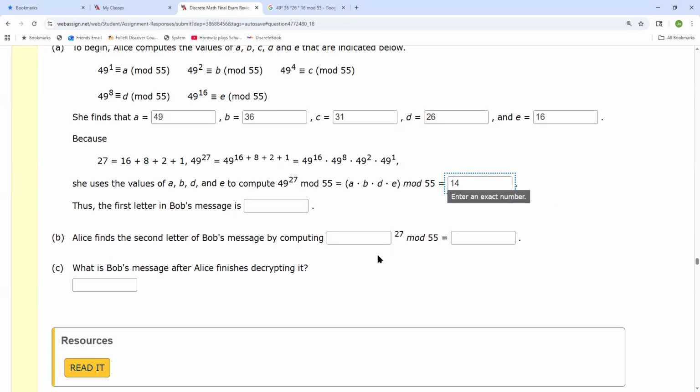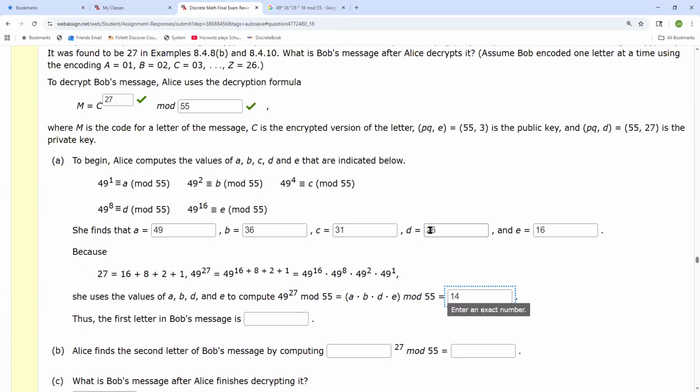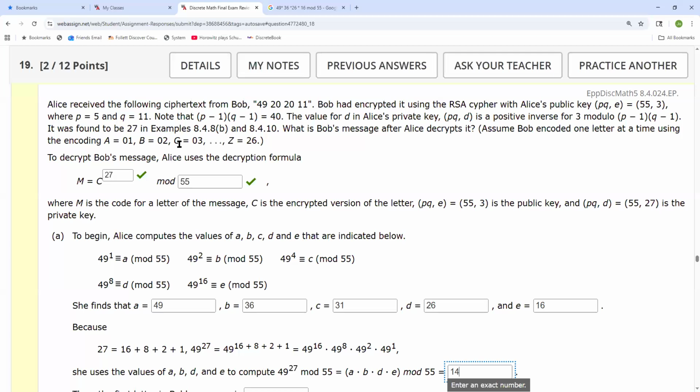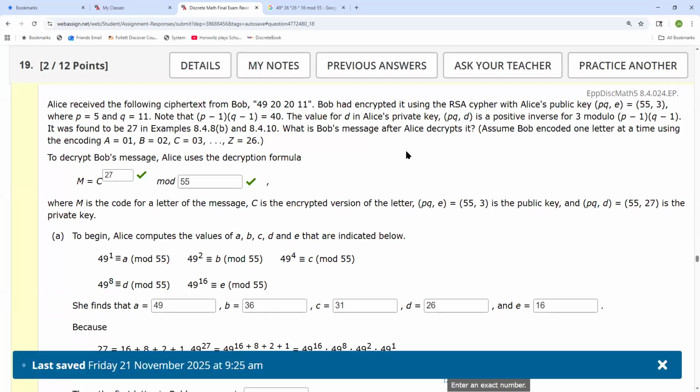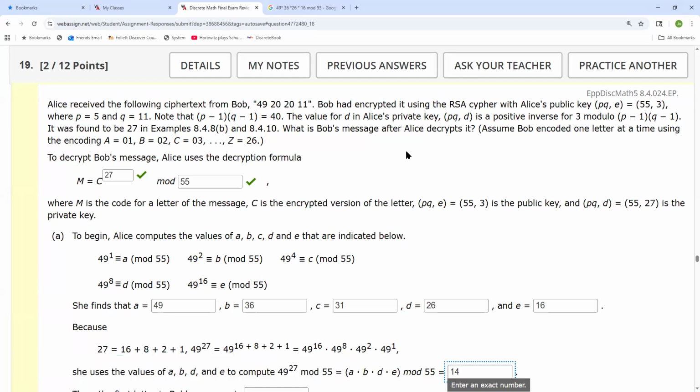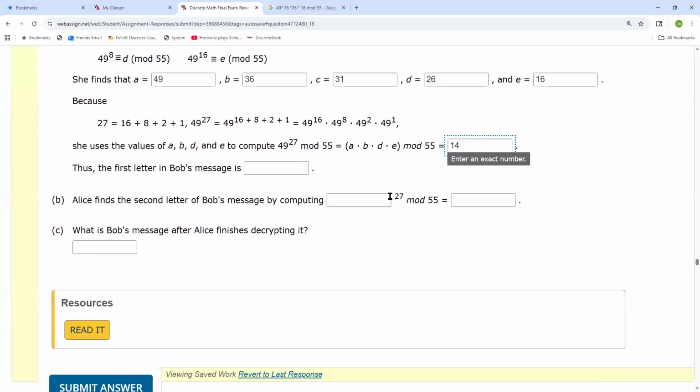Thus, the first letter in Bob's message is, well, what's the 14th letter of the alphabet? I think it's N. So it would be N, right?